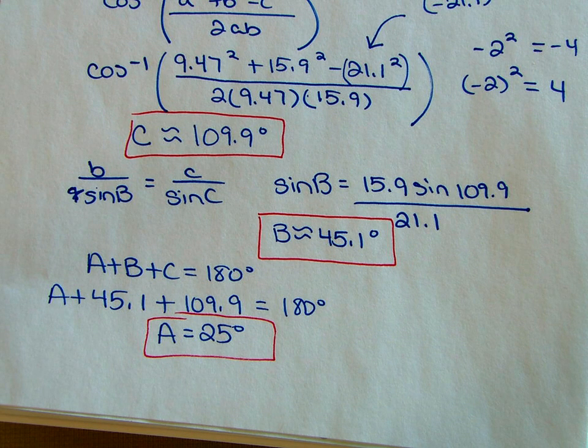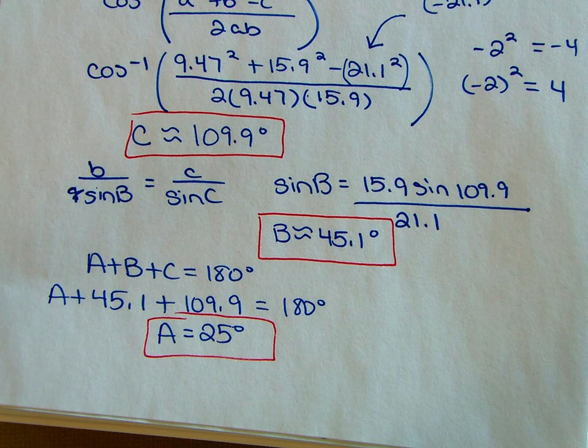You guys get 45.1 for B and then 25 for A. Were you just banking on my calculator skills? That's also okay, because I got them out of the book. I did double check them though, because the book can be wrong sometimes.